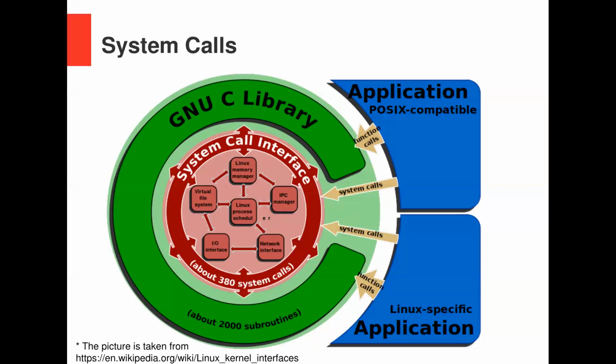You have around 380 system calls, probably a little more nowadays, and then 2000-some functions in the C library. Those are more high-level functions on top of the system calls. So mostly you have access to system calls, but then you also have additional functions.